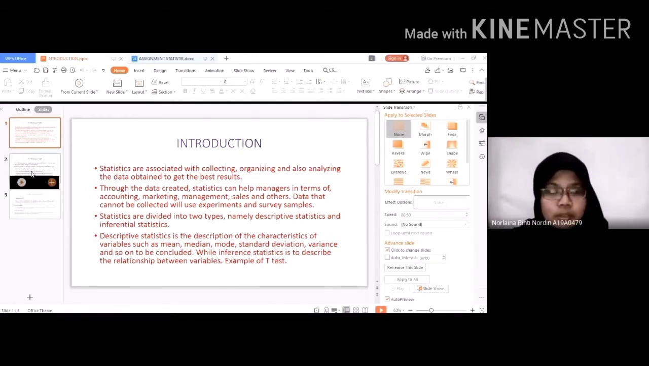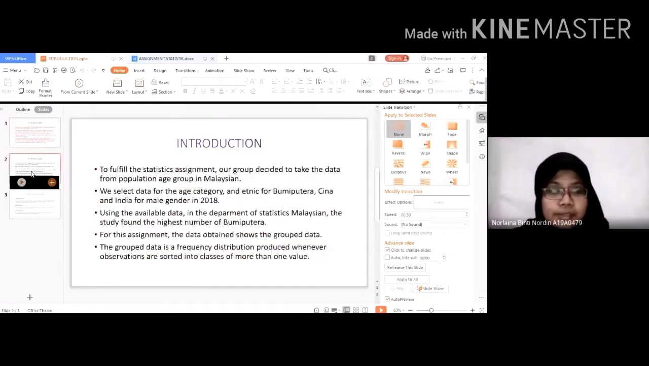So to fulfill the statistics assignment, our group decided to take the data from the population age group in Malaysia. We select data for the age category and ethnicity for Bumiputera, Chinese and Indian for the male gender in 2018. Using the available data in the Department of Statistics Malaysia, the study finds the highest number is Bumiputera. So I think that's all for the introduction.